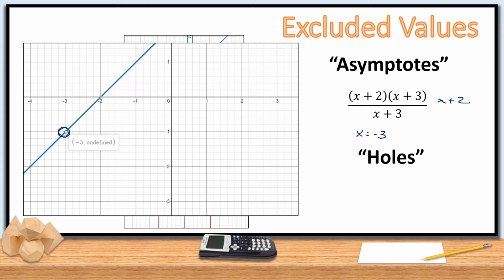So our excluded values are going to include asymptotes and holes. Asymptotes are lines which a function cannot cross. It pretty much is like that invisible force field, that barrier, and the function avoids it. Holes are just one point that cannot be part of the solution.